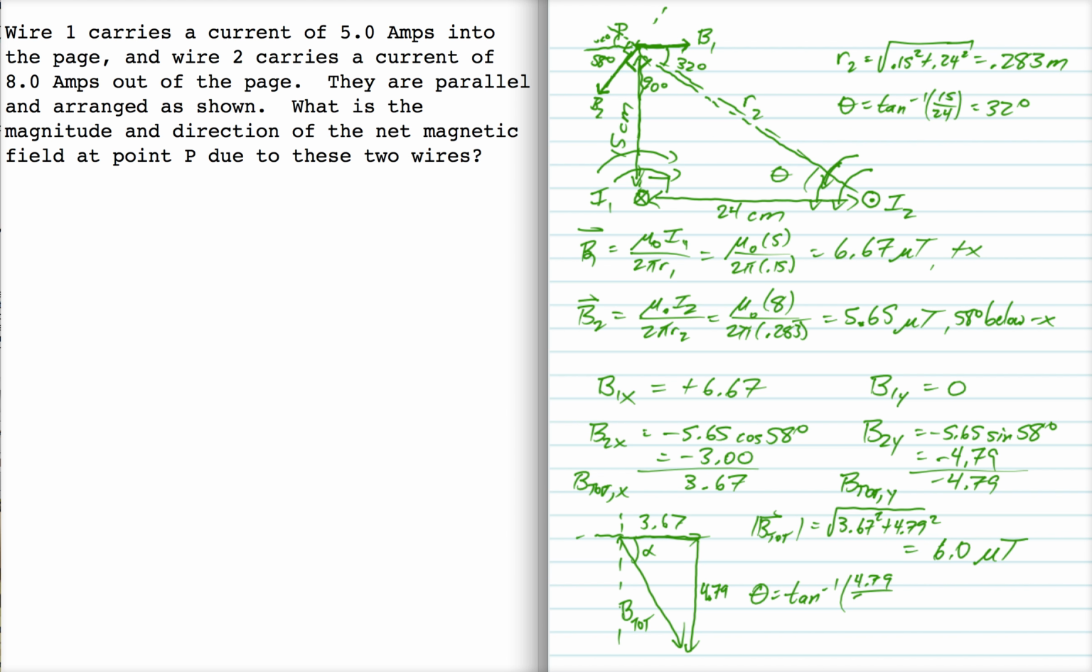Now, you know by now, by seeing enough of these, that I never put a negative sign inside the tangent, right? I don't make this negative 4.79. I always make that positive because I've already decided that the direction is below. I don't need to confuse my calculator by putting a negative argument into the tangent. So it gives me an angle of 53 degrees below plus x. So there's our magnitude and direction, and we're done.